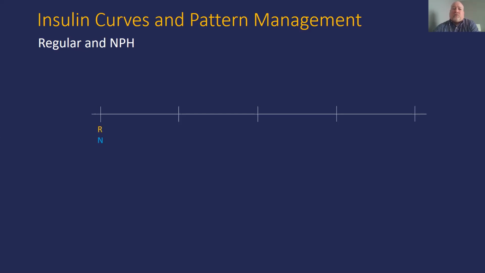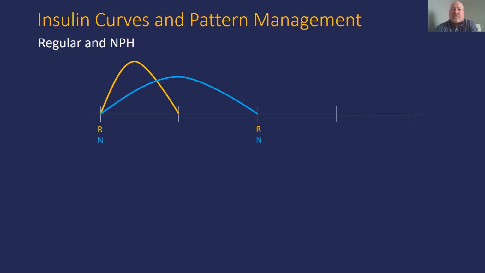So in the morning, we're going to give regular and NPH at breakfast time. The R is going to peak like this. It's going to go to work through the morning. By lunchtime, its effect is pretty much finished. The NPH that I give at breakfast is going to peak like this. It's going to peak more around lunchtime and last until about dinner time.